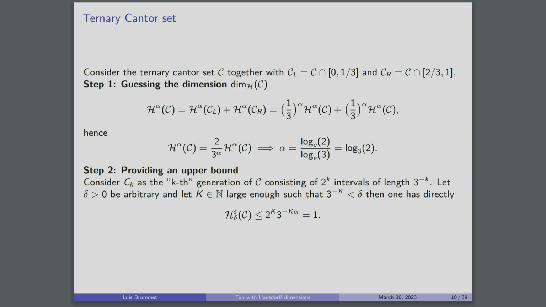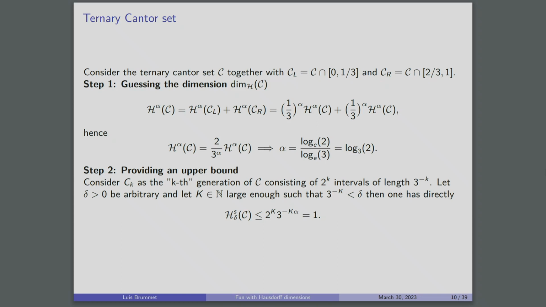And for the upper bound, it's actually not so hard, because the nice thing about the Cantor set is that if you're in a generation, let's say C_K, and you take a cover only over this C_K generation, then that already covers the whole Cantor set. So no matter which delta you take, you can always find K big enough, so you iterate the Cantor set long enough such that 3 to the minus K is smaller than this delta. Then you can take a cover which is all the sets of the Kth generation. And then you just plug it into your definition of the delta content. So you have 2 to the power of K sets times the diameter of each set, which is 3 to the minus K, weighted by this alpha. But this alpha was log base 3 of 2, and this gives you a 1.